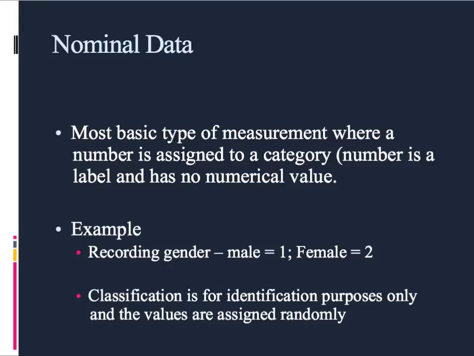The first one is called nominal data. Nominal data is the most basic type of measurement where essentially we give numbers to categories. What this means is that the actual numbers do not mean anything in particular. They're just used as a way of categorizing data. So, for example, if we're looking at males and females, we might give all the males in the group a number 1 and all the females in the group a number 2. This doesn't mean that females are twice as good as males. The numbers mean nothing. They're just purely used as labels.